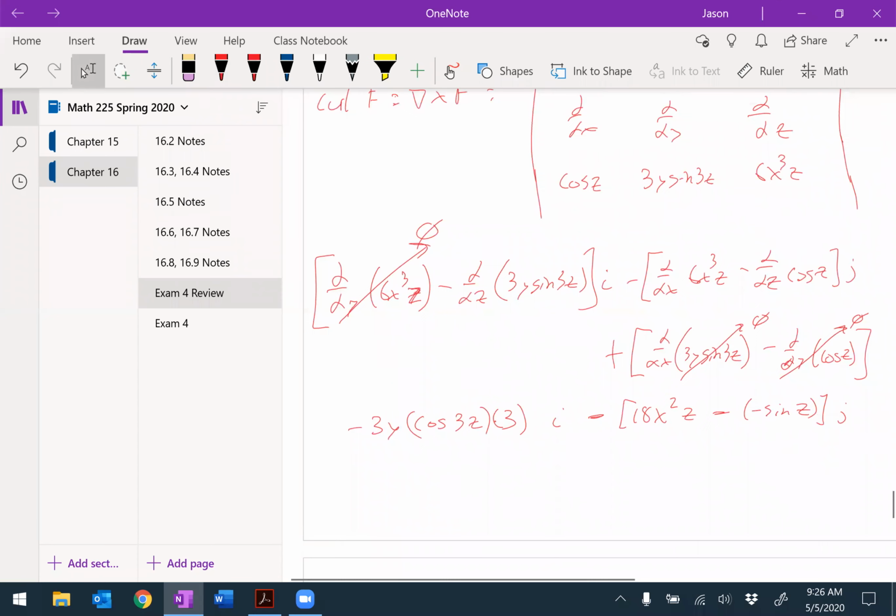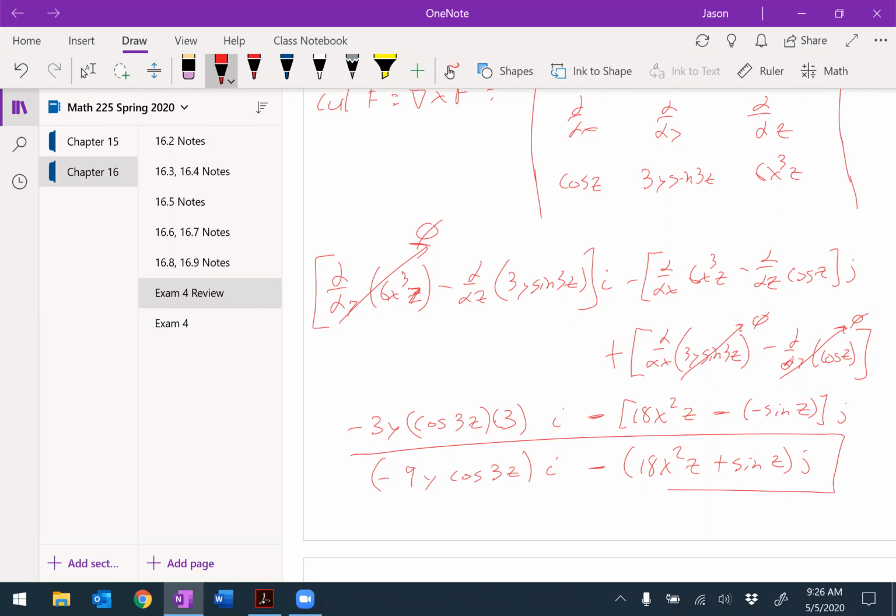Okay, so I'm going to get negative 9y cosine 3z i, minus 18x squared z plus sine z j. That's the curl. Nice.